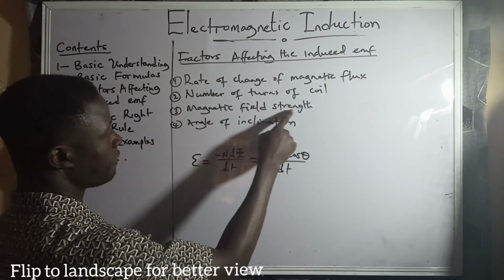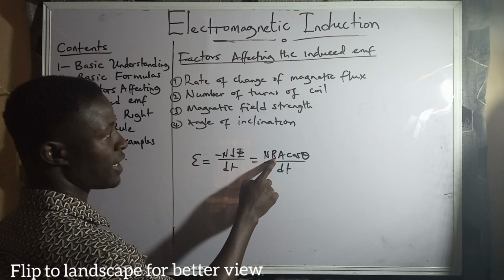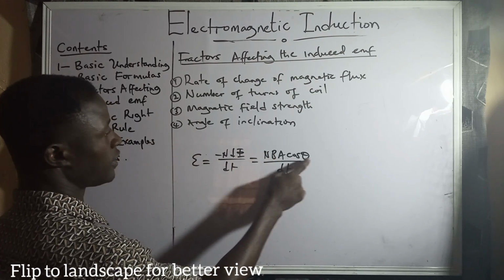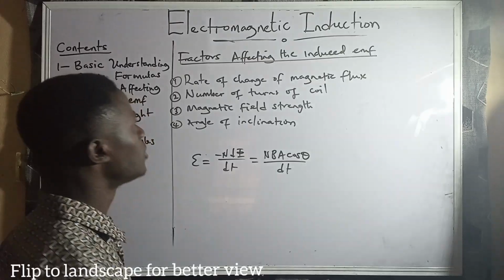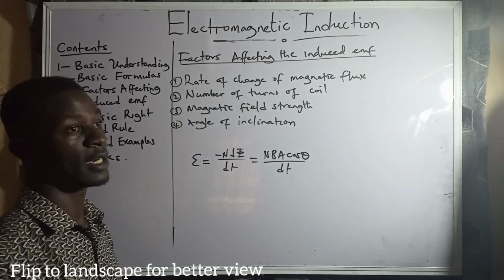Another one is magnetic field strength. This B you are seeing is magnetic field strength. And then angle of inclination, this theta that you are seeing is angle of inclination. So what does it mean when they say rate of change of magnetic flux?